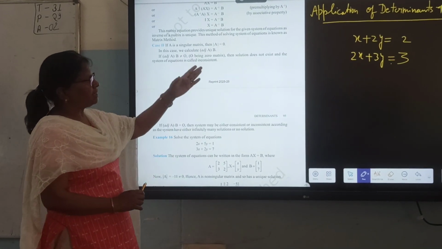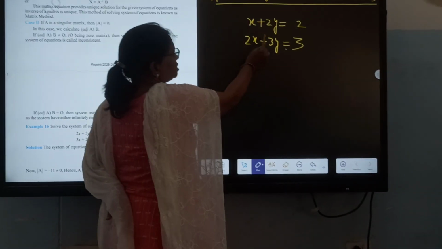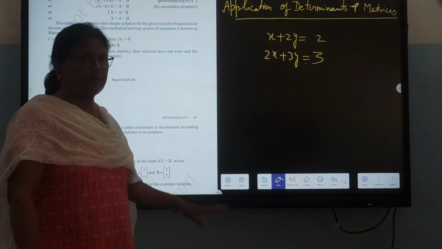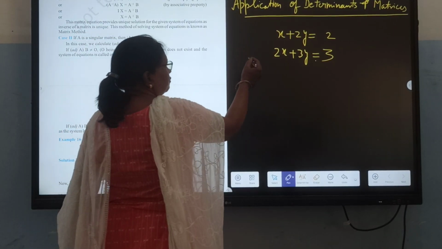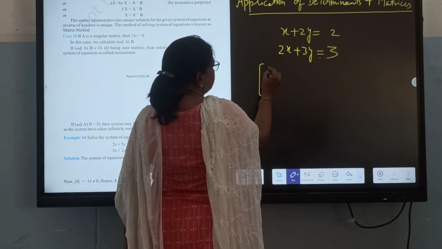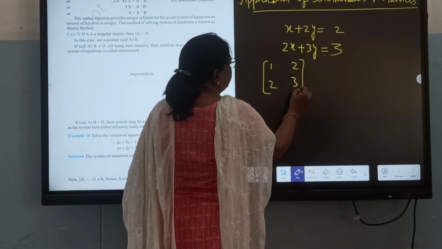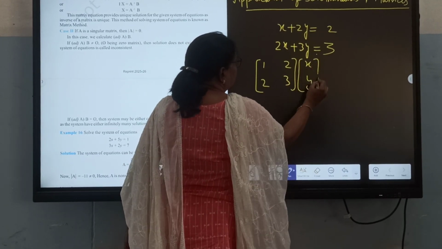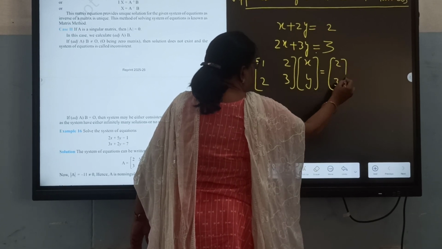Now let's continue. Let's take one example which I have written: x plus 2y is equal to 2 and 2x plus 3y is equal to 3. Now we will check the consistency of the solution. So first of all, write this in matrix form. The matrix of coefficients is 1, 2, 2, 3, and the matrix of variables, because it has only two variables x and y, is equal to the matrix of these numbers 2, 3.